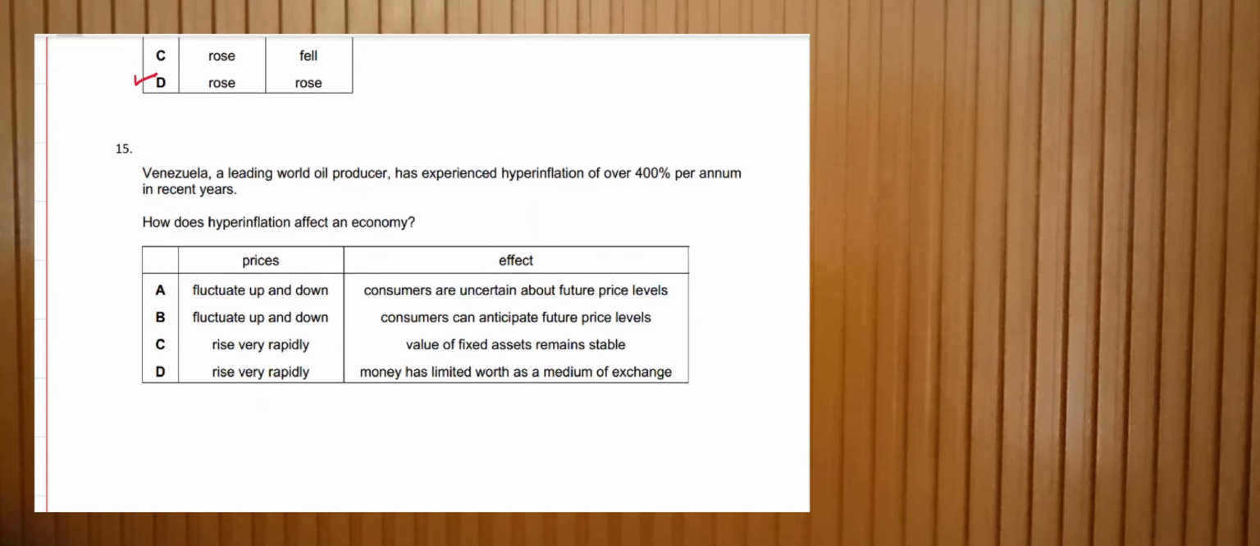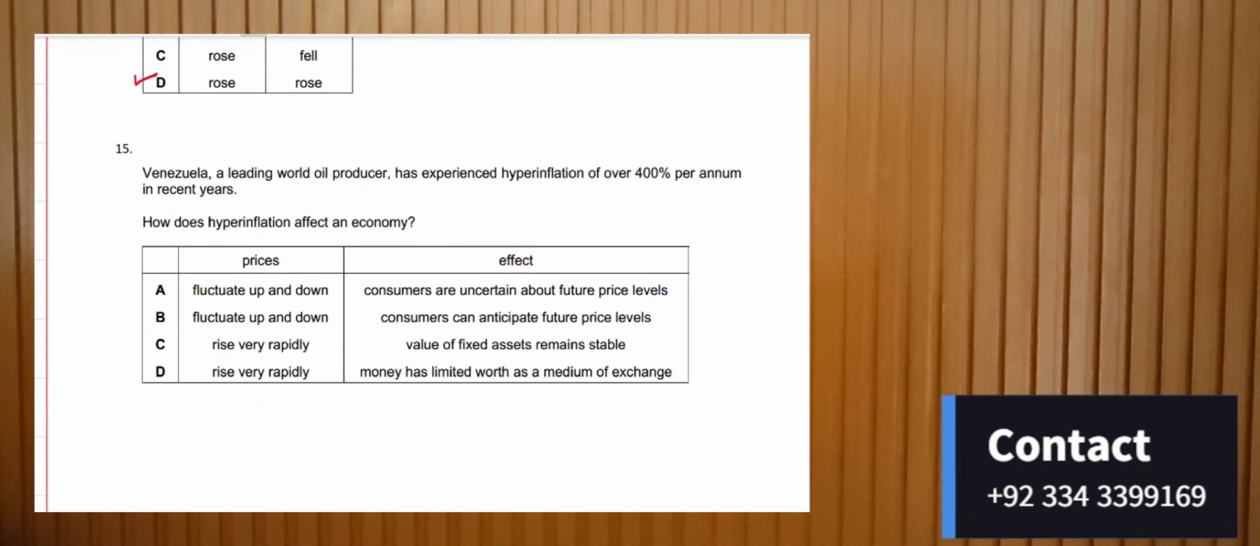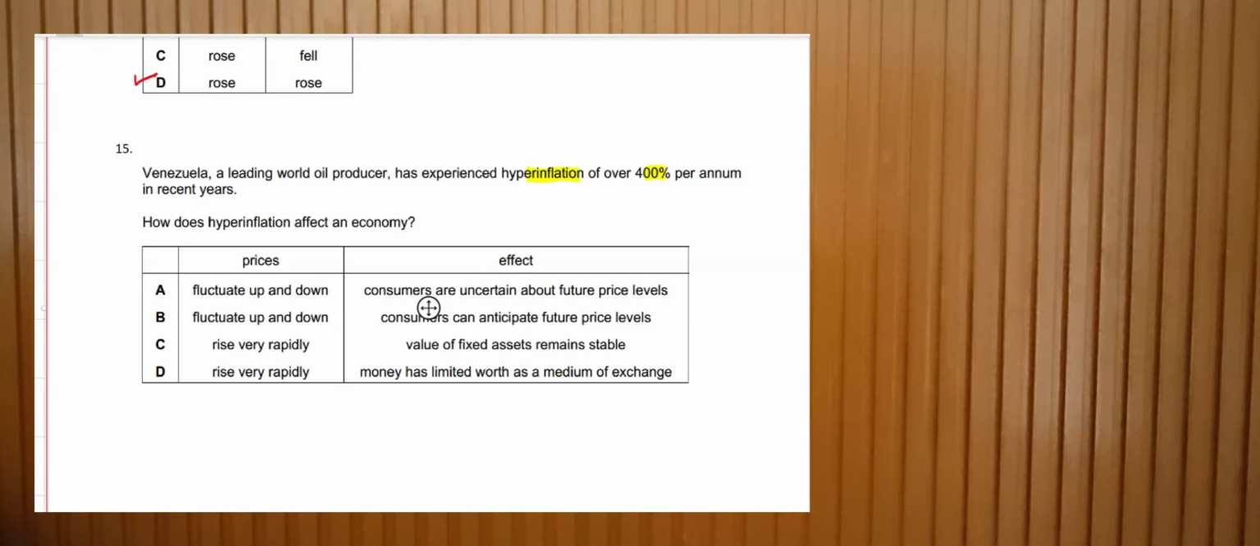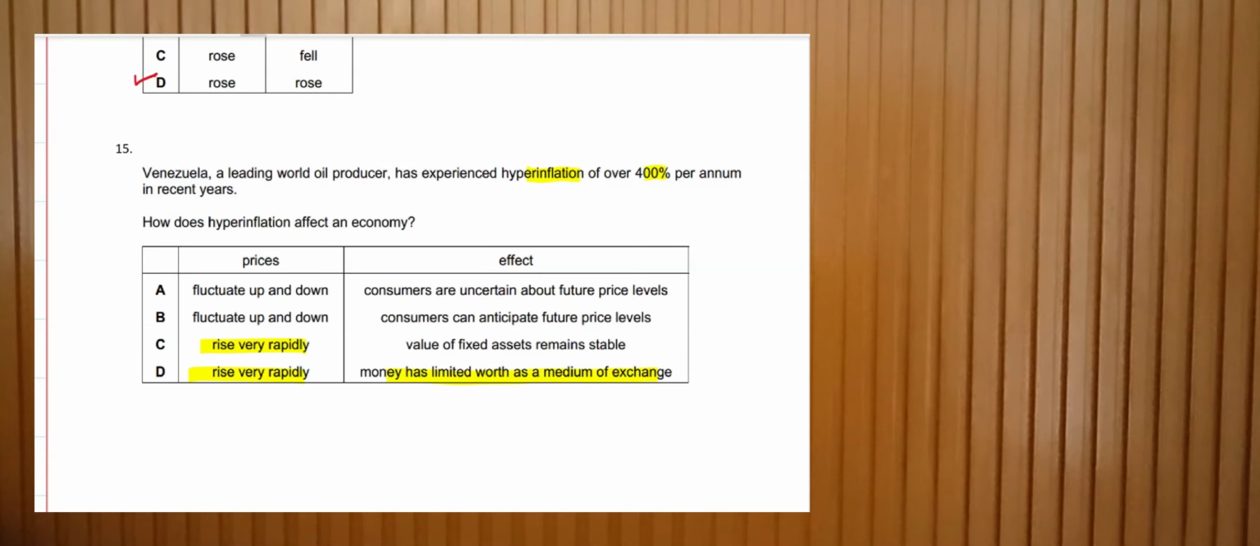Okay, the final MCQ for the day. Venezuela, a leading world oil producer, has experienced hyperinflation of 400% per annum in recent years. How does hyperinflation affect the economy? So hyperinflation, prices rise very rapidly, and money has limited worth as a medium of exchange. Hence, people would convert their currency into foreign currencies. So that is the concept. D is the right answer.